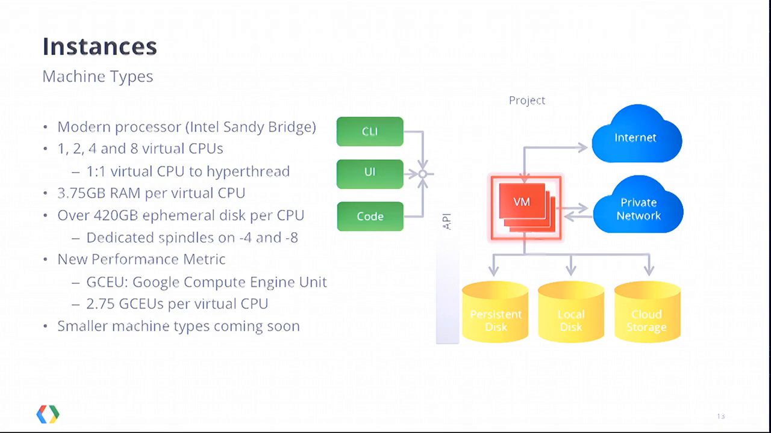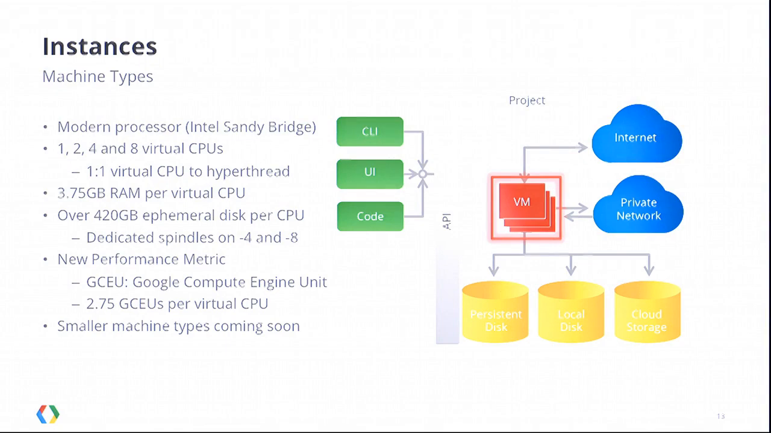As part of this launch, we're defining a new performance metric called the Google Compute Engine Unit, or the GQ, I think is the cute name for it. And we've built this to approximate an ECU as best we could figure it. And so as far as we can determine, we're rating our virtual CPUs at 2.75 GQs per virtual CPU. And we're also working on smaller machine types for prototyping and debugging. And so those will be forthcoming.